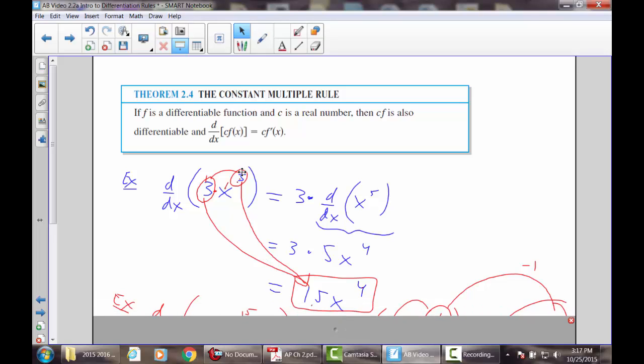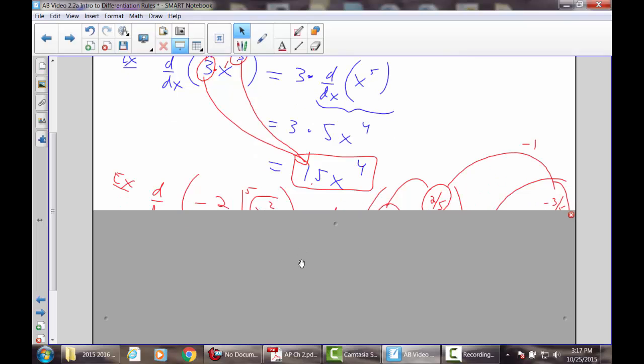Now what we're going to do is the shortcut version of this, which is you'll end up multiplying that coefficient by that exponent, as you can see right here. So we multiply the exponent by the coefficient and then subtract 1 from the exponent.